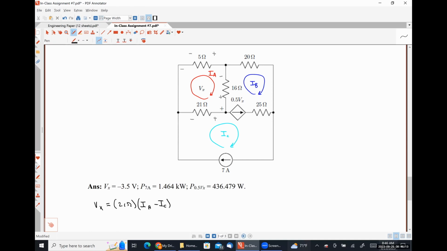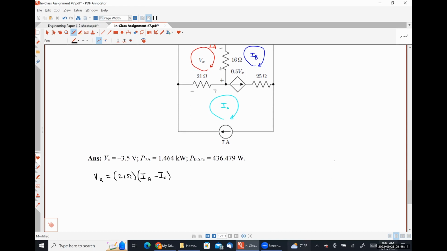All right, now we need our current relationship equations. So let's start with the 7 amp source because that one's a little bit easier. So how do I express my 7 amp current source in terms of my mesh currents? Just IC.